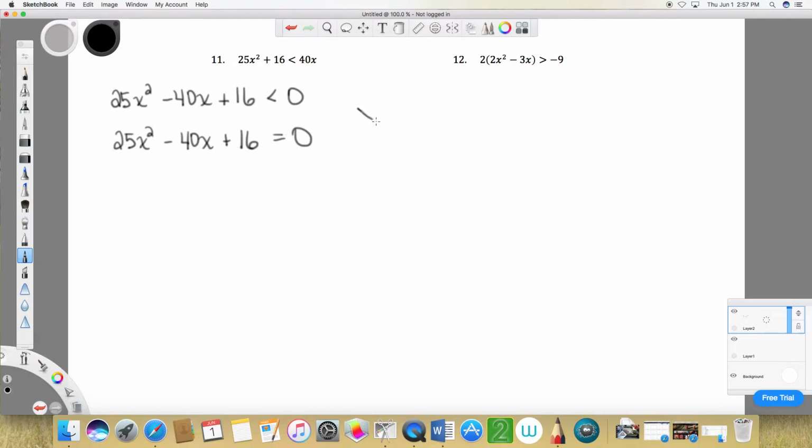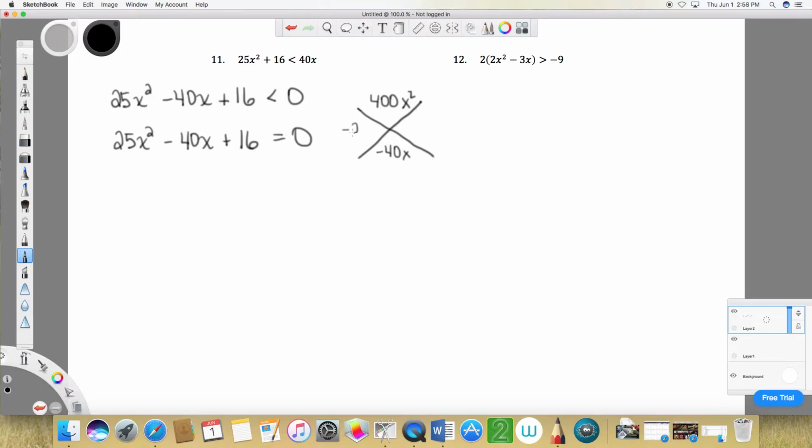I stumbled upon it thinking about it. Most of the time I'm not good enough at mental arithmetic, and sometimes when these numbers are large, I'll just use the quadratic formula because it might take me longer to come up with two numbers that multiply together to give me 400, but add together to give me negative 40x. And that's just my personal preference because I'm not really all that great at mental arithmetic.